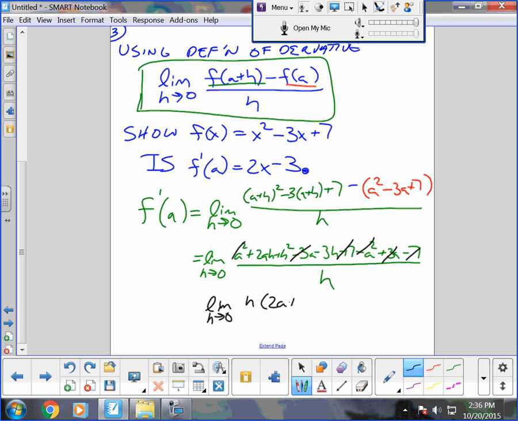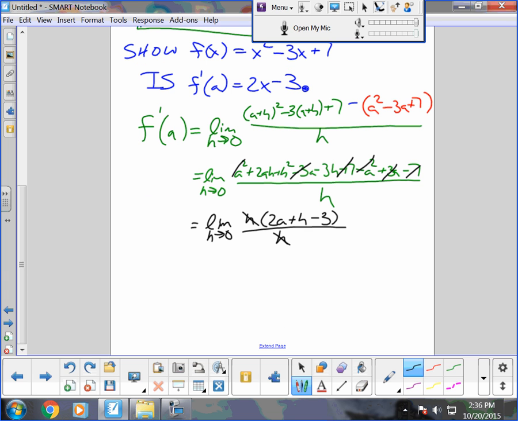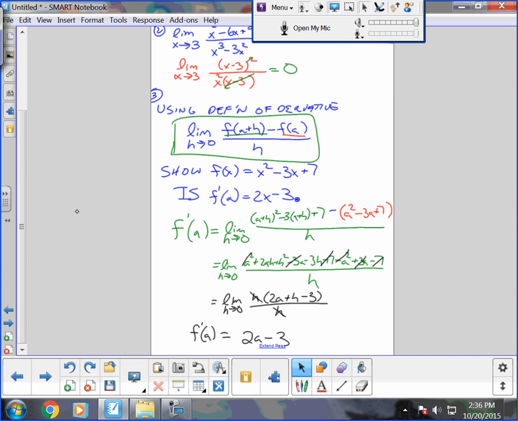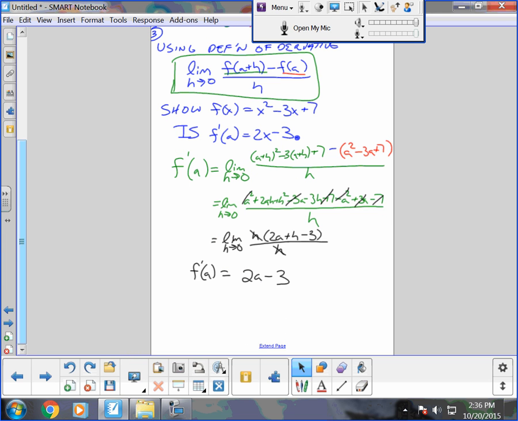So I get 2a plus h minus 3 over h. The h's cancel, goes to 0, and I just proved that f prime of a is equal to 2a minus 3. All right? So that's that one.